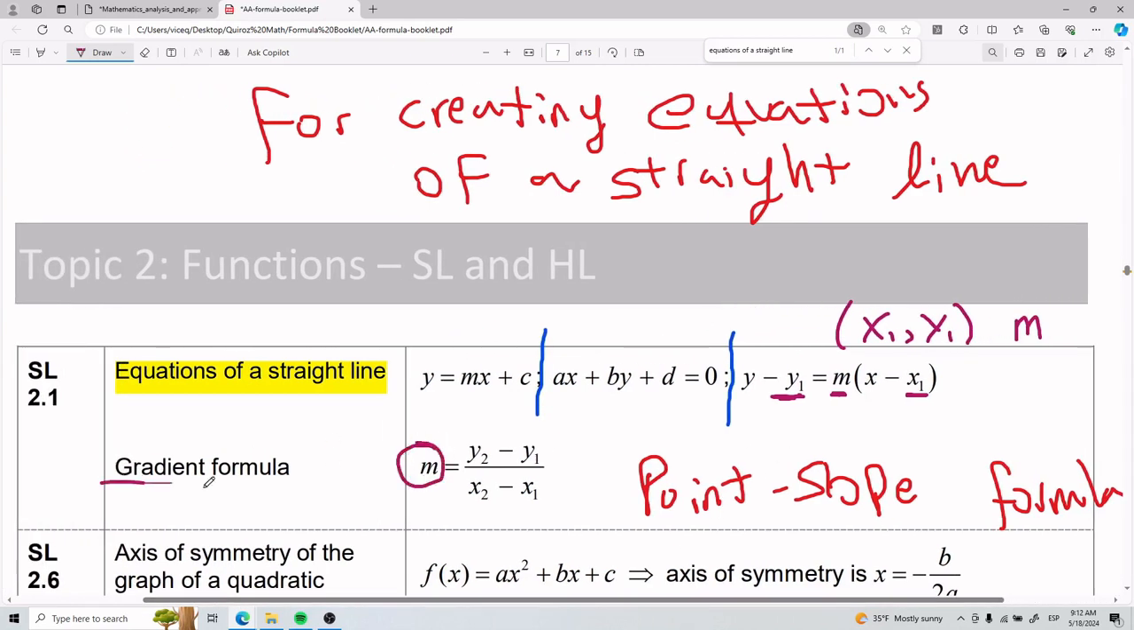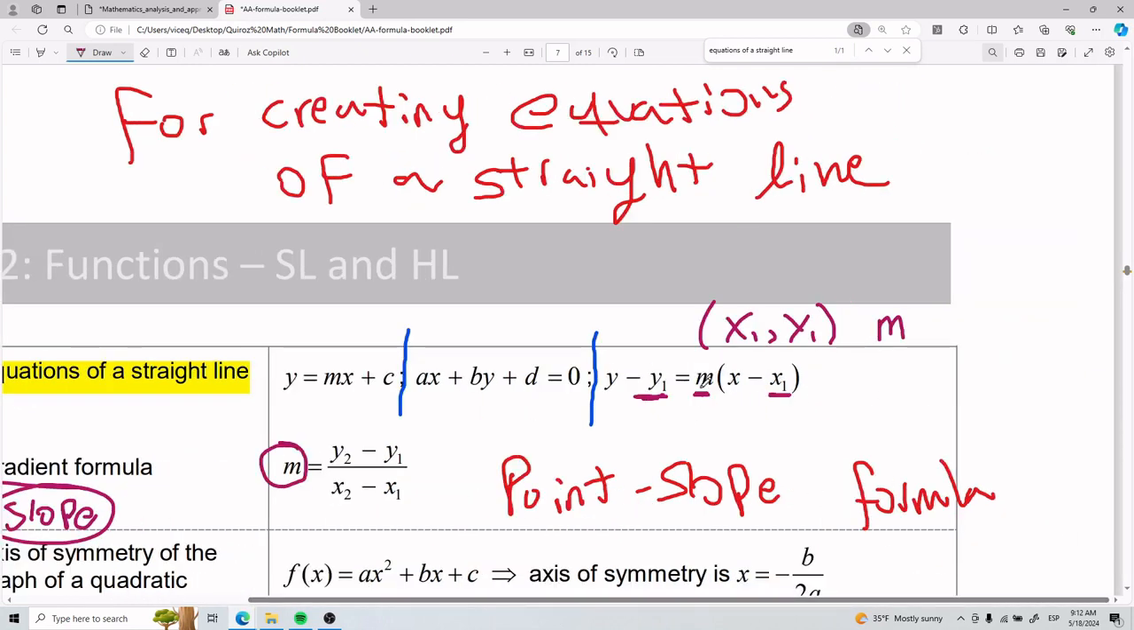M is the gradient. What is gradient? Gradient is slope. Okay, so the moment you have a point and the moment you have a gradient, you can use this equation here and you create the equation of your line.